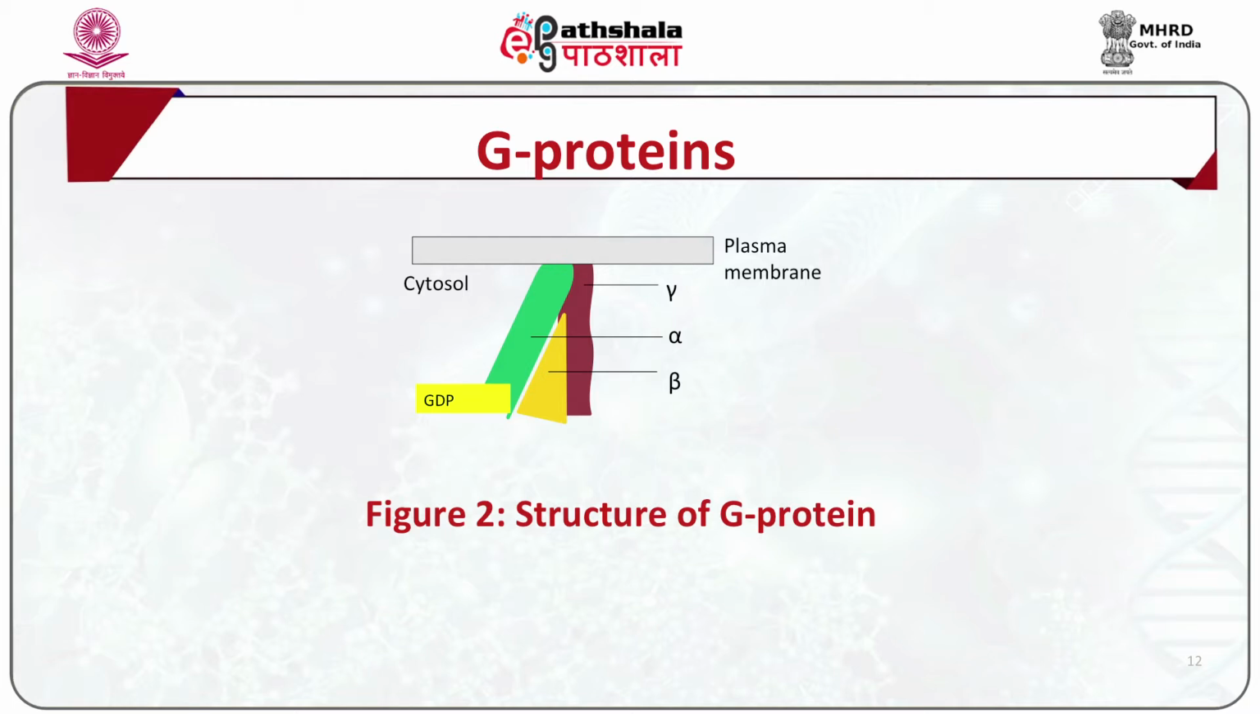How do these GPCRs act? When the hormone binds to the receptor at the extracellular domain, there is a conformational change in the receptor, which activates the cytoplasmic trimeric GTP binding protein or the G protein. This results in functional coupling between receptors and the enzymes or the ion channels associated with the plasma membrane.